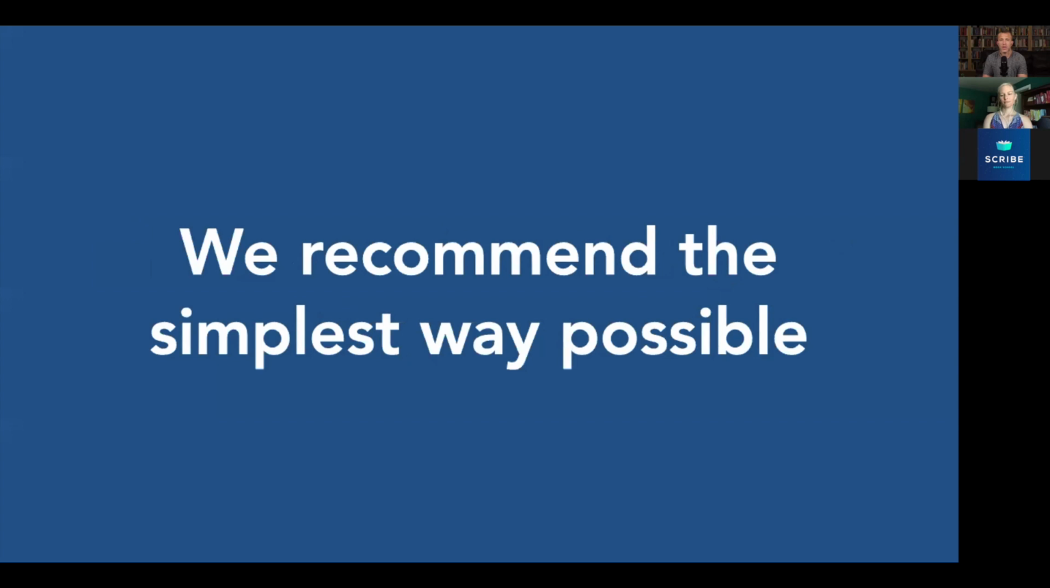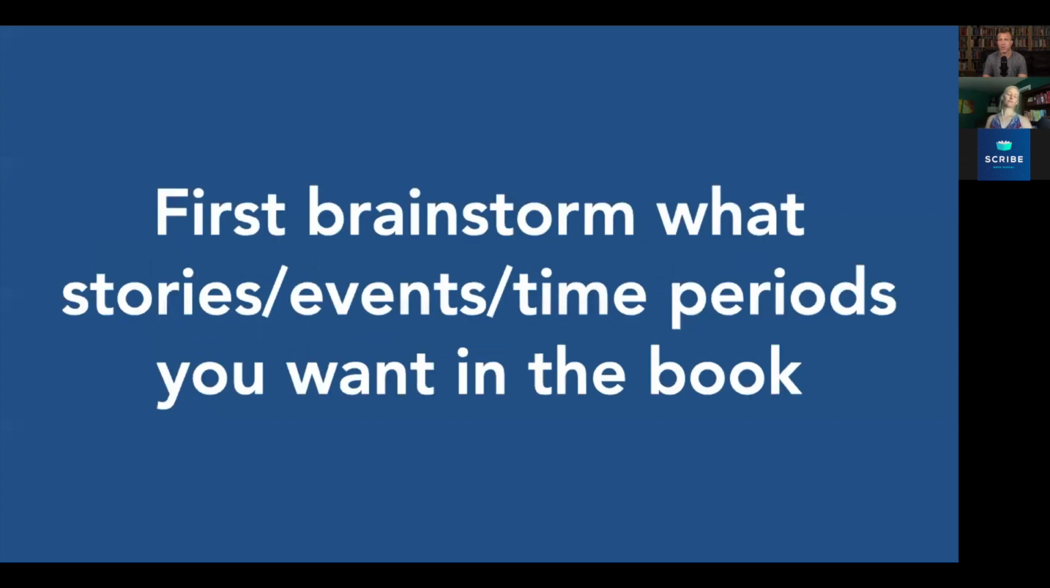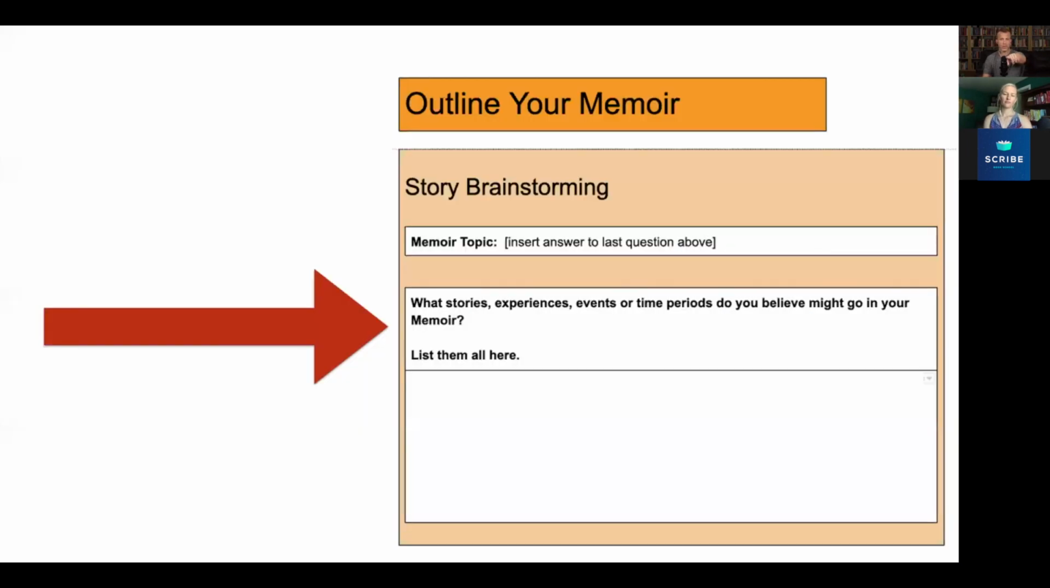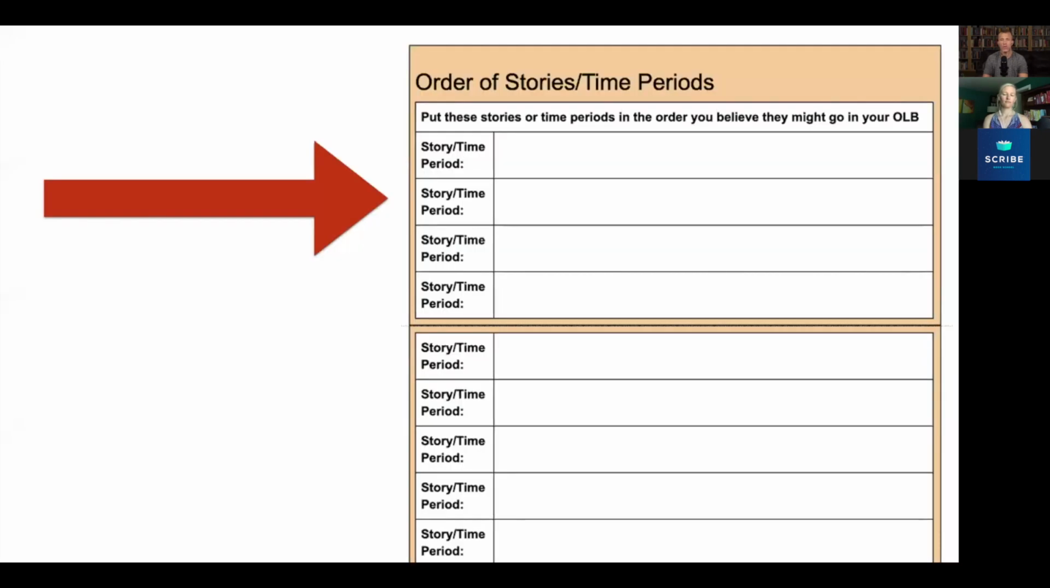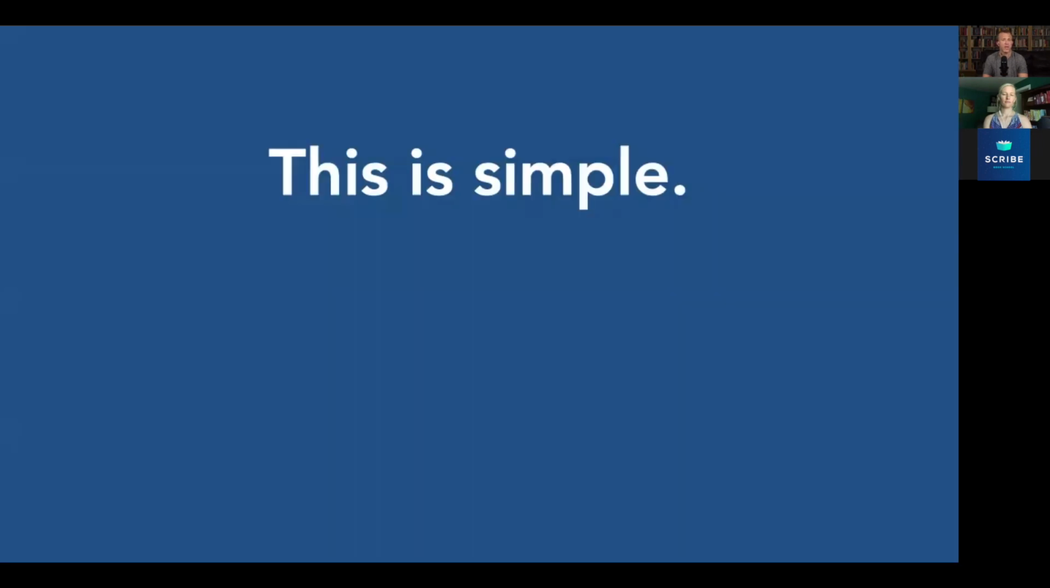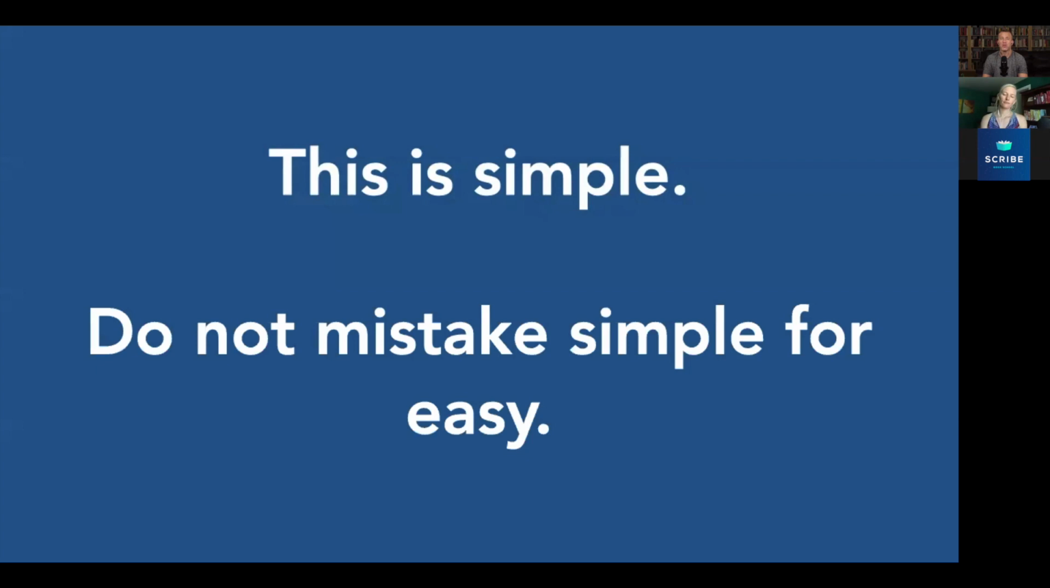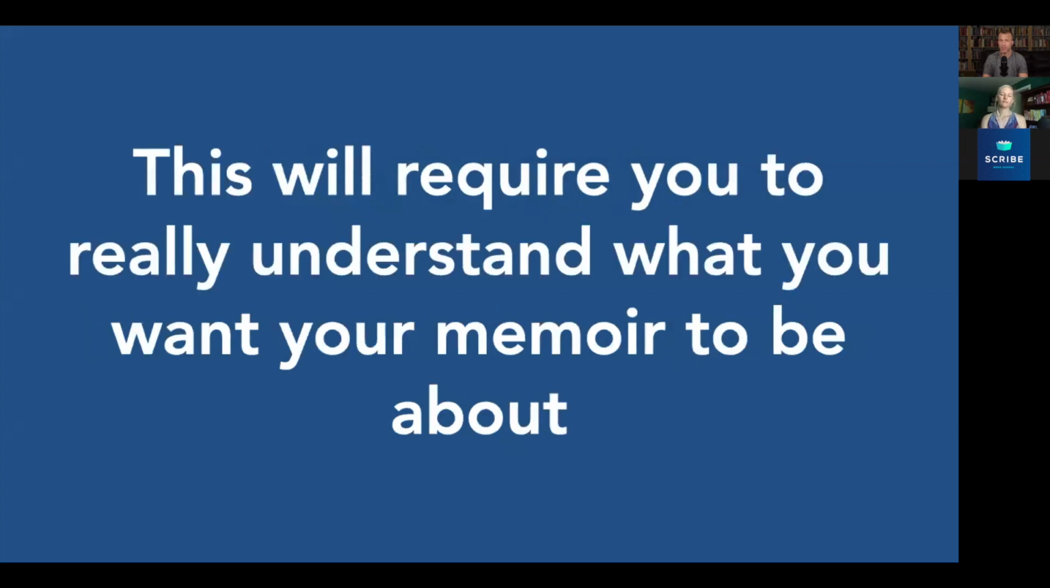There are many ways to outline a memoir. We recommend the simplest way possible, which is to brainstorm the stories, events, or time periods you want in the book, right? That's going to be the next section down there. Then you put them in the order you want them in the book, which is kind of the table of contents, but not really. This is very simple. Just decide, what do I want to talk about in the book? Put them in order. That's it. It's really dead simple. But do not mistake simple for easy.